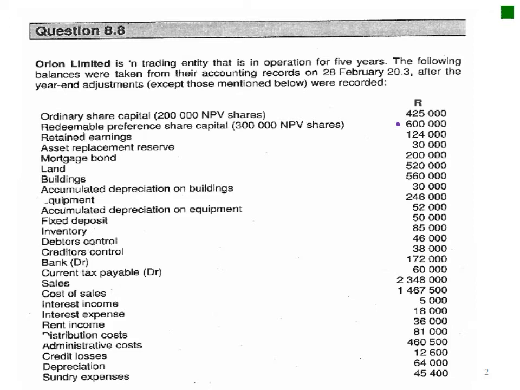They tell us that Orion Limited on the 28th of February 2003 had preference share capital of 600,000. There are 300,000 no par value preference shares. They also show us an interest expense of 18,000. We need to take note of that because if preference share capital is considered a liability, the dividend is part of interest expense.